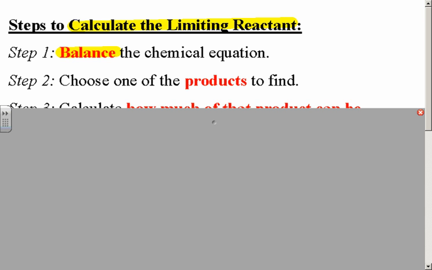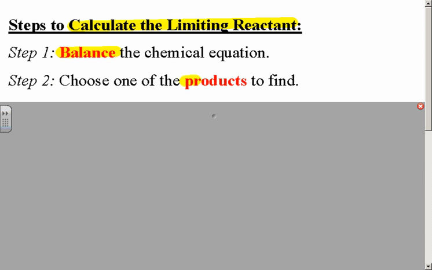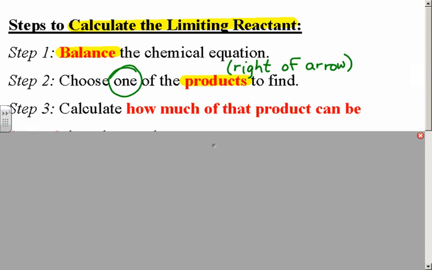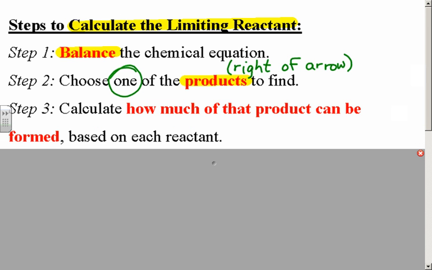The second step that you do is you choose one of the products to find. Remember, the products are the things on the right side of the arrow. They're the things that are being made in a reaction. So they're not the things you start with, but the things you end with. And we choose one of the products. Sometimes a reaction only has one, sometimes it has multiple products. We pick just one of them. Once you've decided on a product, and it really doesn't matter which one you choose, just pick one, then what you do is you calculate how much of that product can be formed based on each reactant.